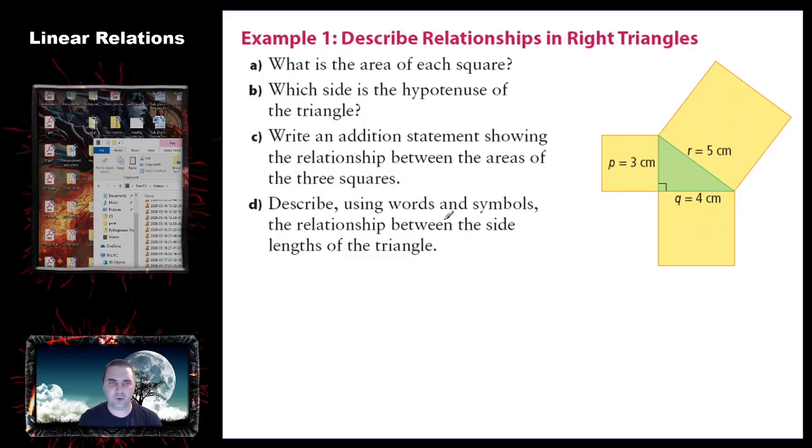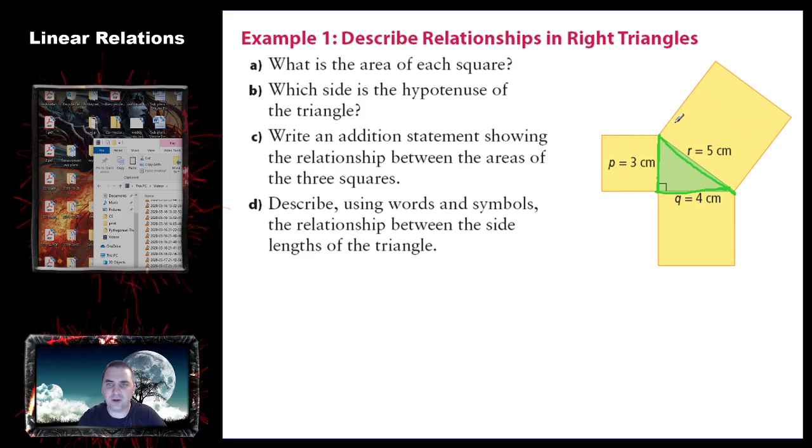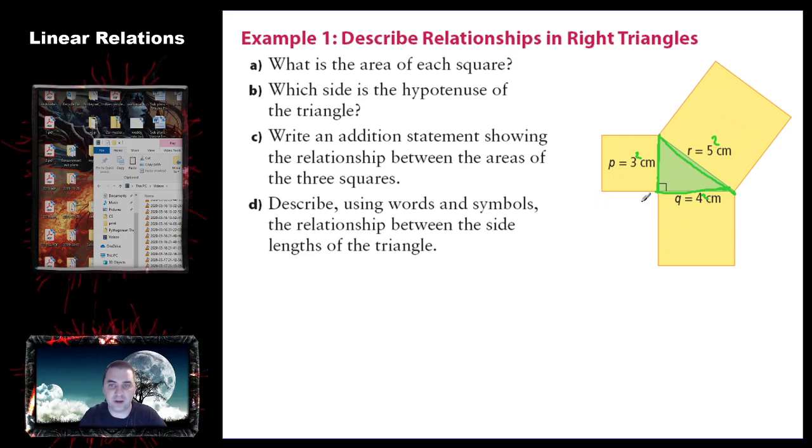All right, a couple of questions, and we'll go through these as quickly as possible because they're not too bad. What is the area of each square? Remember that the side P here is 3 centimeters, Q is 4 centimeters, and R is 5 centimeters. What we've done by creating these squares is we're saying that 3 squared, 4 squared, and 5 squared produce areas.